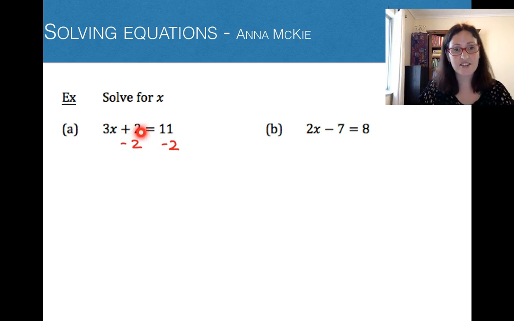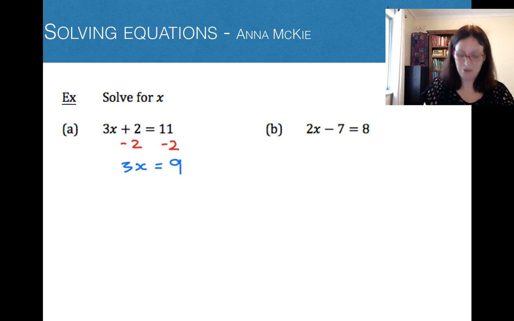So this has cancelled itself out. So on the left, this time we are left with 3x. And that's equal to 11 take 2, 9. So 3x is the same as 3 multiplied by x. The opposite of multiply is divide. So we are left with x is equal to 3.